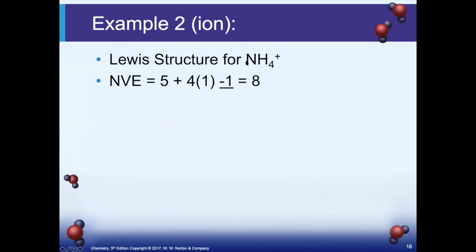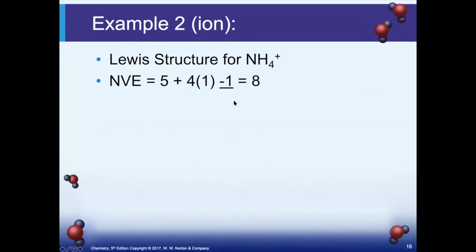So 5 for the nitrogen, 1 for each hydrogen, and there's 4 hydrogens. But because I have a positive ion, I need to subtract 1, right? That's what positive means, like a deficiency of electrons. So I'm going to subtract 1. So we have a total of 8 electrons.